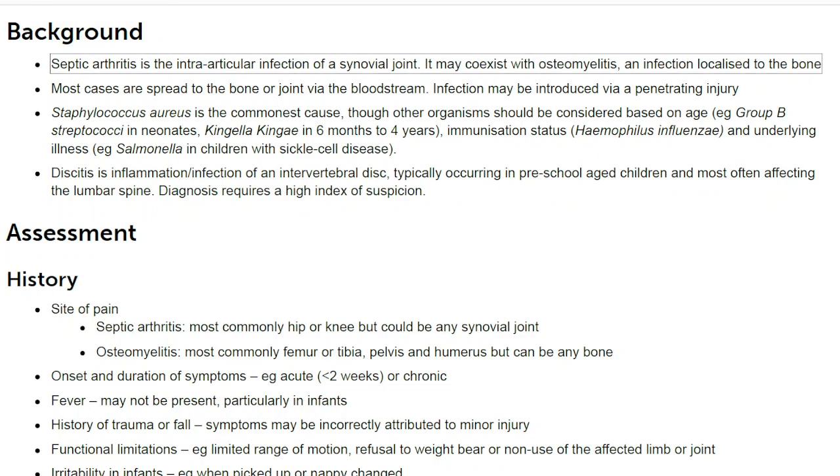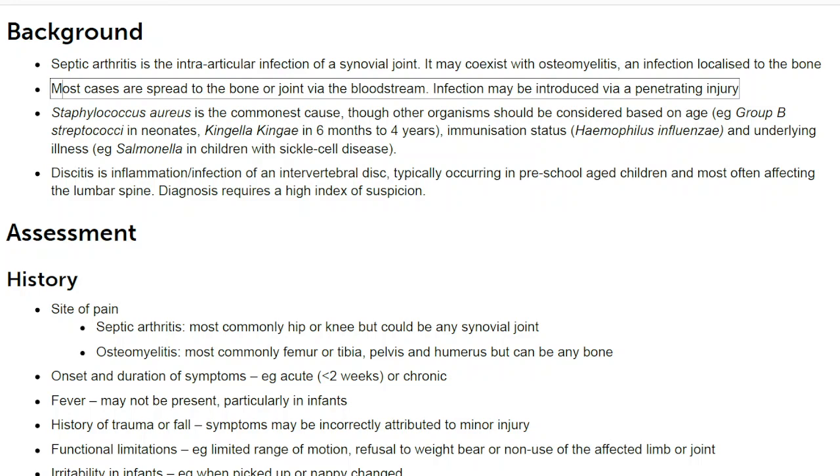Background. Septic arthritis is the intra-articular infection of a synovial joint. It may coexist with osteomyelitis, an infection localized to the bone. Most cases are spread to the bone or joint via the bloodstream. Infection may be introduced via a penetrating injury. Staphylococcus aureus is the commonest cause, though other organisms should be considered based on age.